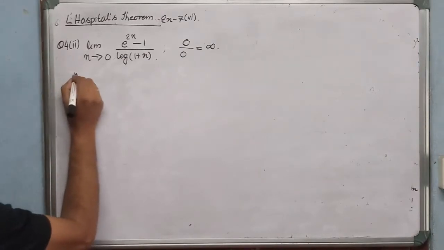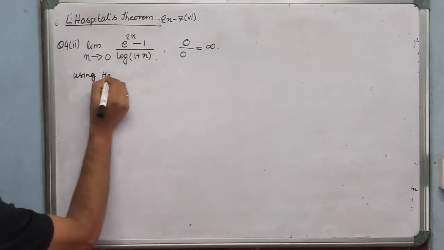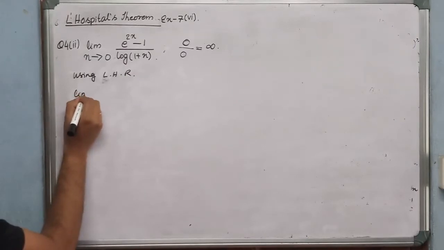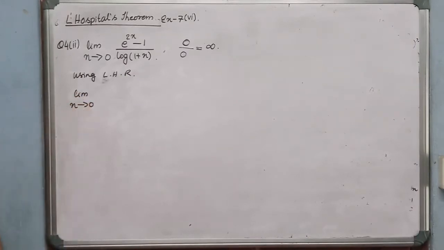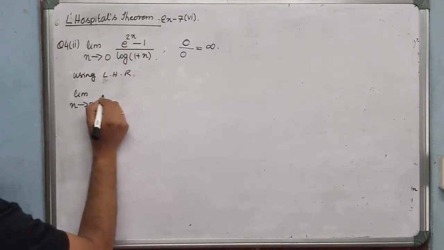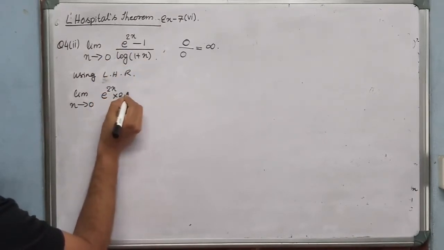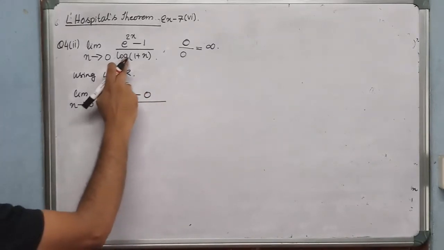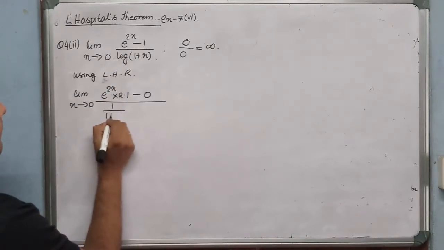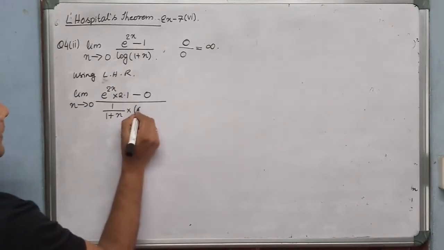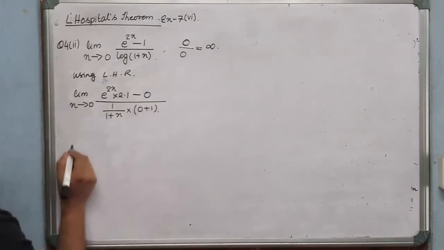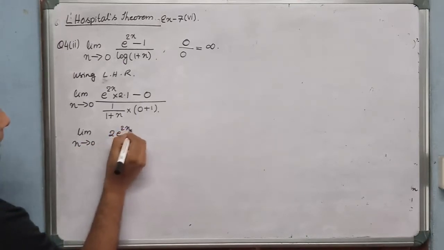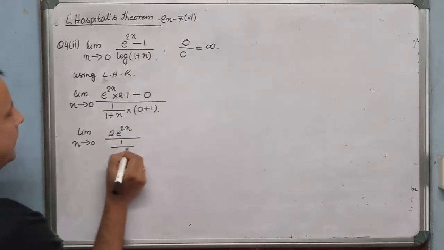Now to make it defined, I'll use L'Hospital's rule. To use L'Hospital's rule, you have to differentiate the numerator and denominator separately. The derivative of e to the power 2x is e to the power 2x into 2, the derivative of x is 1, minus the derivative of 1, which is 0, divided by the derivative of log(1 plus x). It is 1 by (1 plus x) into the derivative of (1 plus x): the derivative of 1 is 0 and the derivative of x is 1.